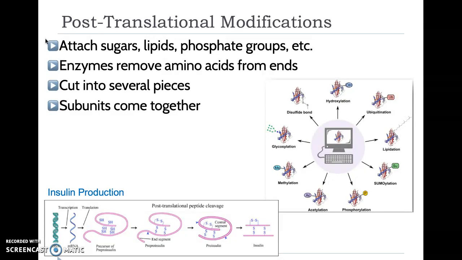Insulin is actually an example of that. And also different subunits can come together. Hemoglobin is an example of that. You have different polypeptide chains on their own. They can't operate in their function of moving oxygen through the bloodstream, but when all four are put together, then it can do its job.